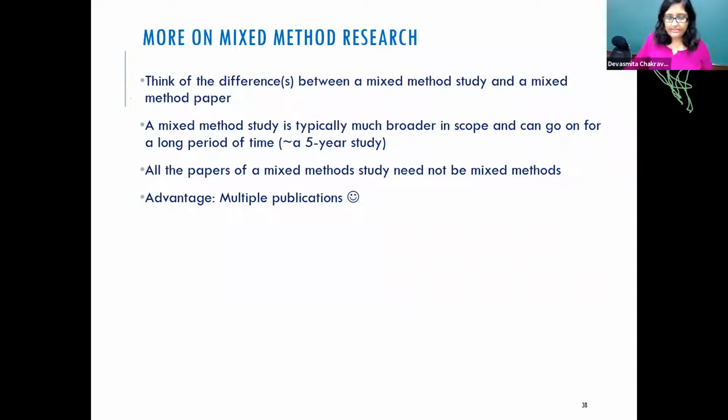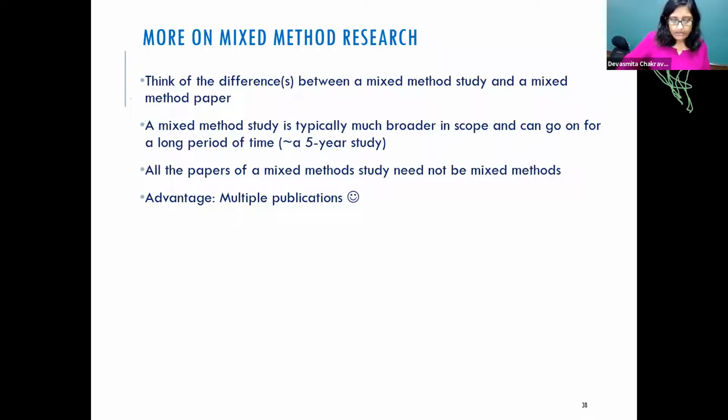A mixed method study is typically much broader in scope and can go on for a long period of time. Okay. Now, but all the papers that come out of a mixed method study need not be mixed methods in nature. So you could be publishing qualitative papers and quantitative papers out of a study that used a mixed methods design, plus a mixed methods paper also.